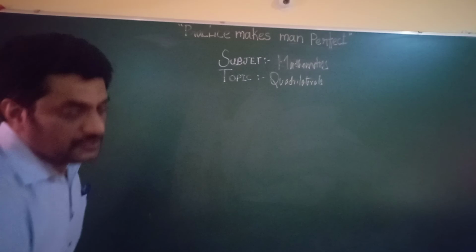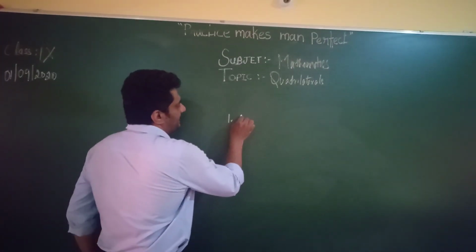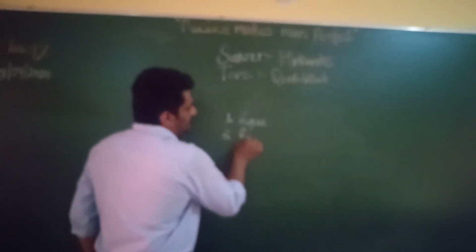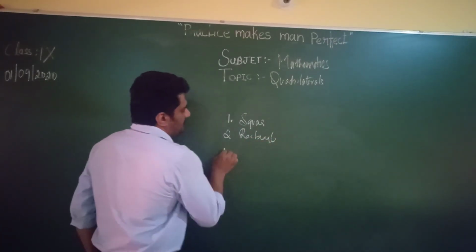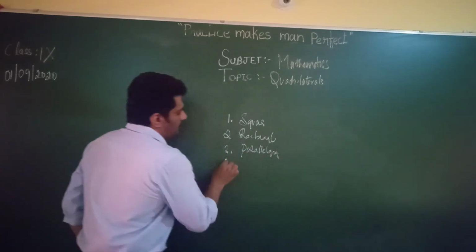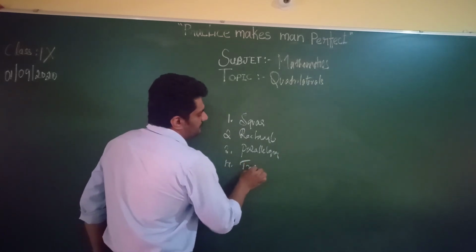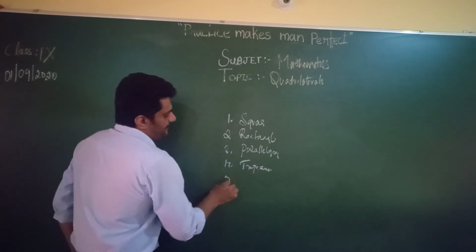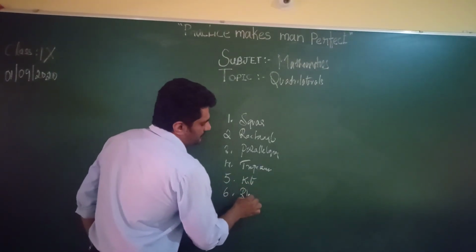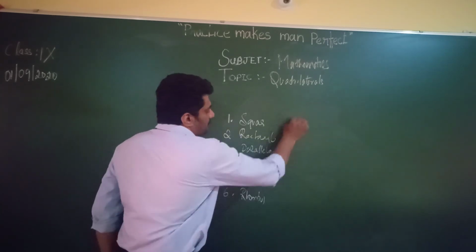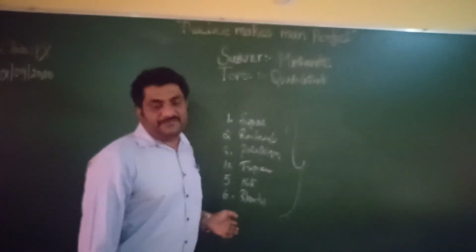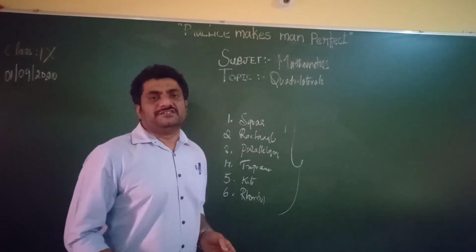Now there are different types of quadrilateral. The first one I can tell it as square. Second one rectangle. Third one parallelogram. Fourth one trapezium. Fifth one kite. Sixth one rhombus. Okay, these are the classification of quadrilateral. Now why are these classified? Because all these have different kinds of properties.